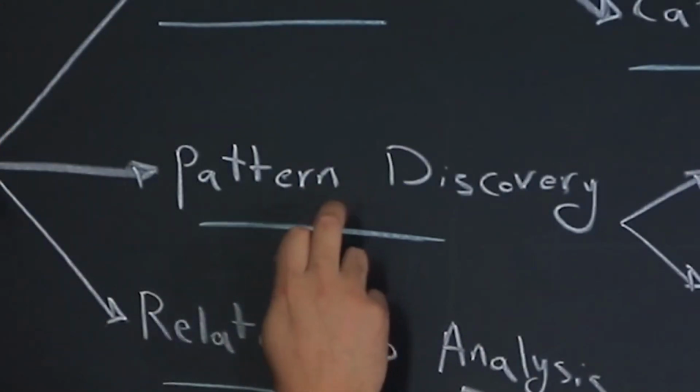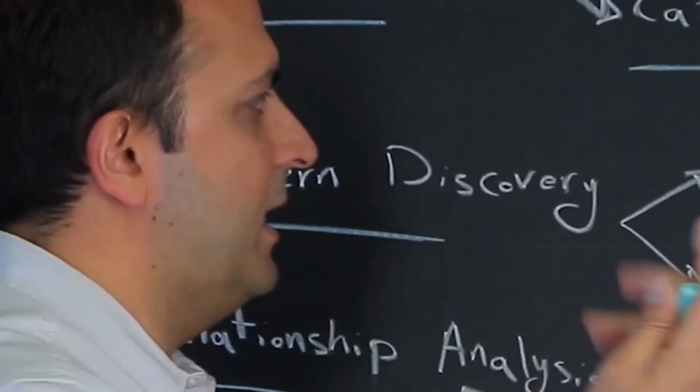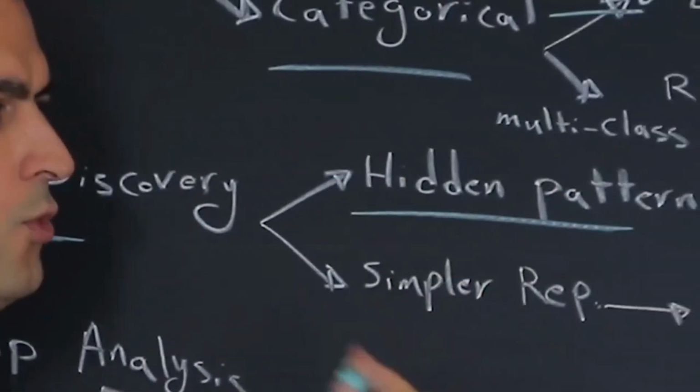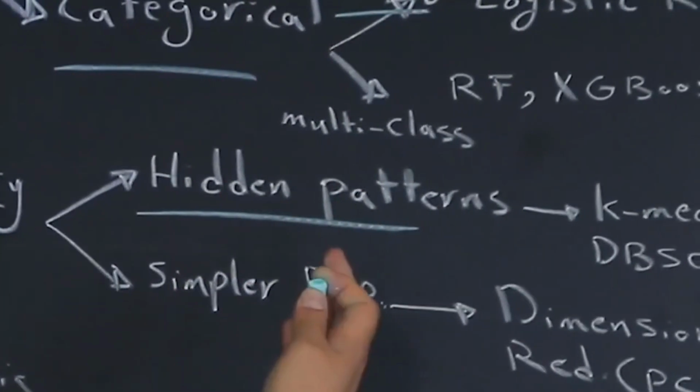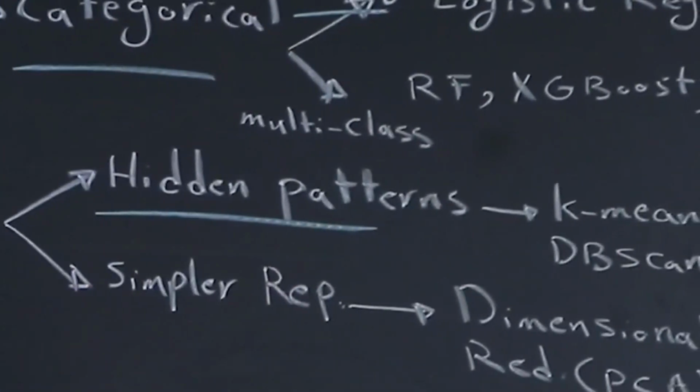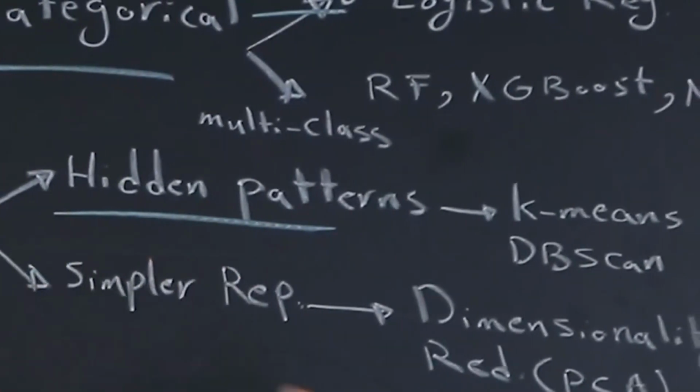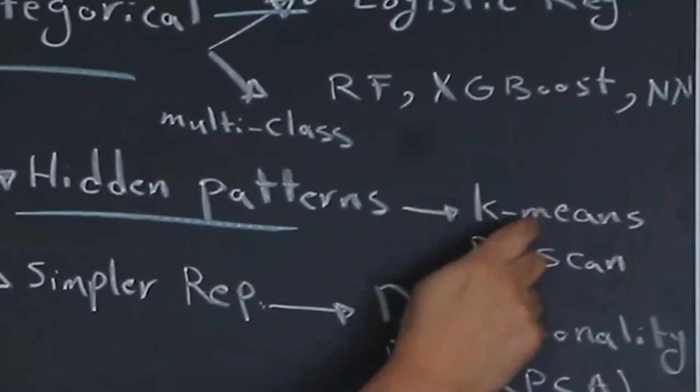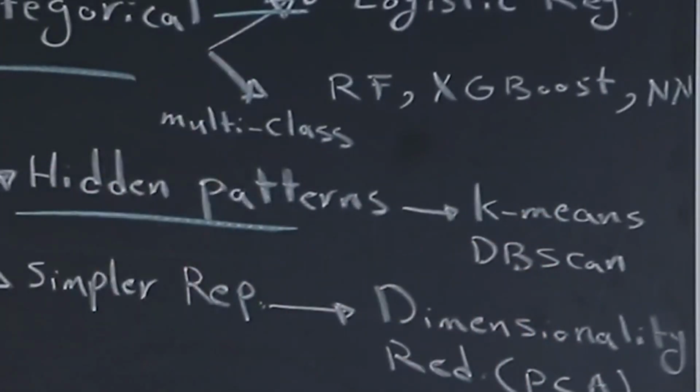If we're looking to discover structure and patterns, there are two scenarios. Either we want to uncover these hidden patterns, in which case we should use clustering methods. For example, customer segmentation, the most well-known methods are K-means, DBSCAN, and other techniques.